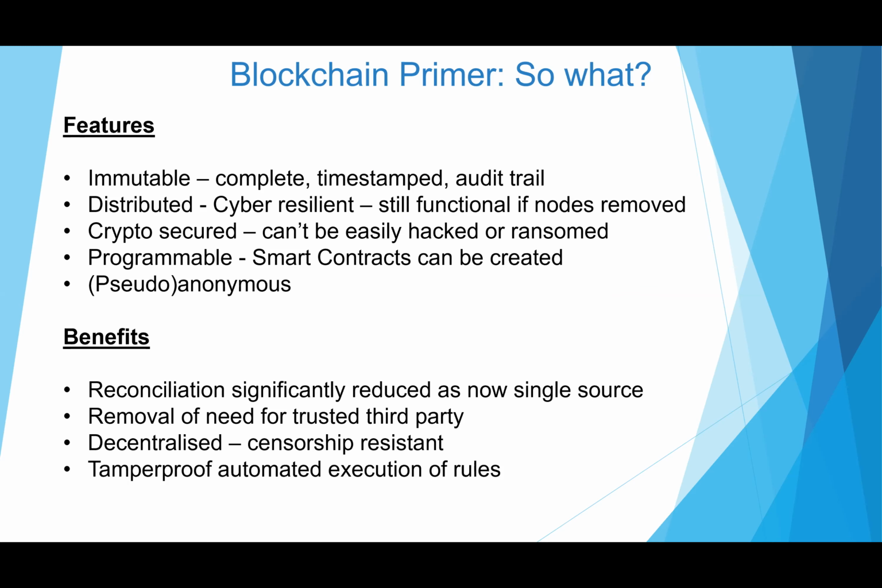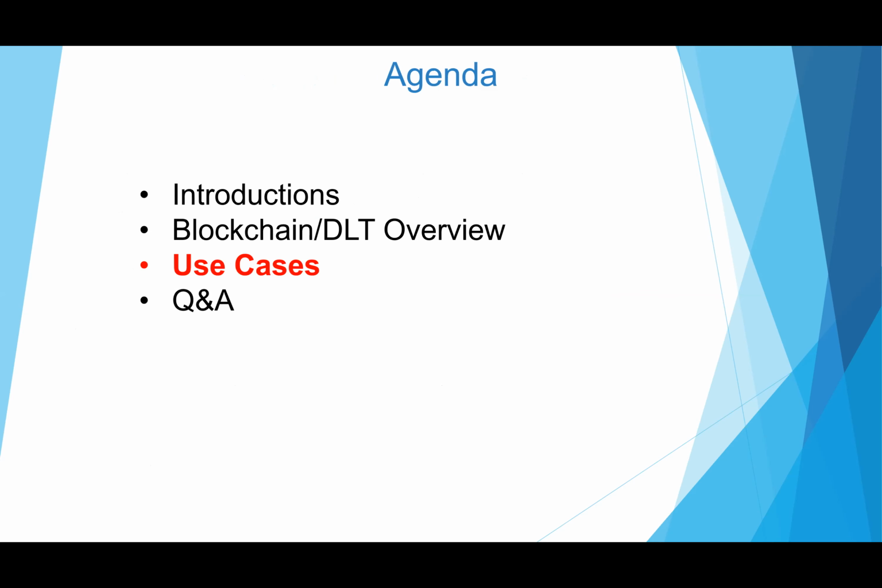The key thing for businesses is that the benefits are that reconciliation is significantly reduced. We remove the need for trusted third parties, so that leads to cost reduction, and it's decentralized as well, which means it's censorship resistant, which can be difficult for some organizations, and it also allows us to have tamper-proof execution of rules.